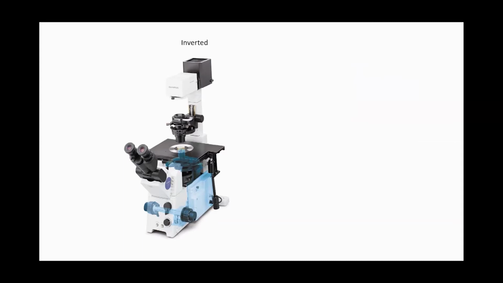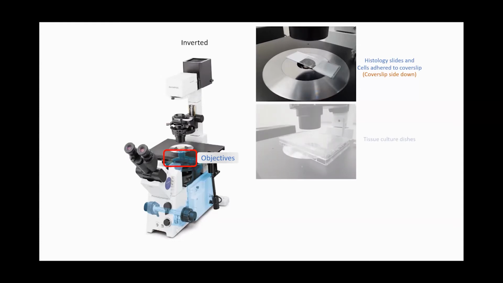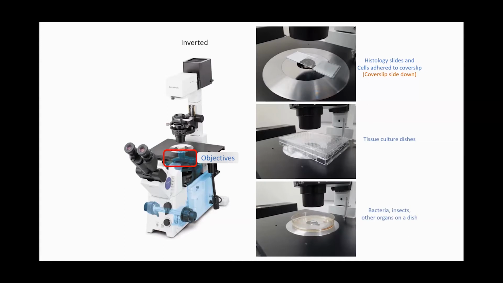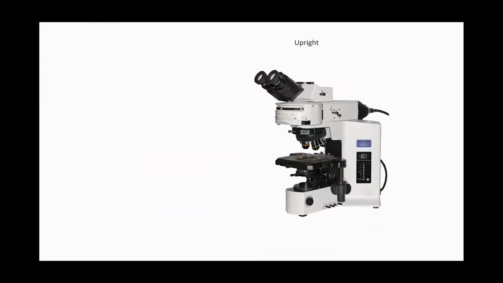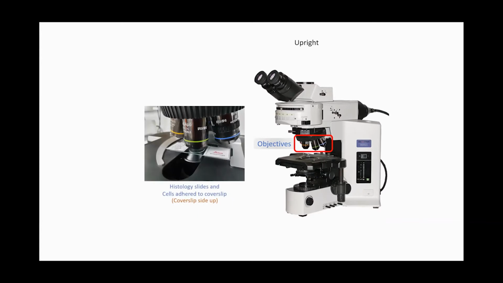Inverted microscopes have objectives that come from the bottom of your sample, so it's useful for looking at histology slides, cells adhered to the cover slip, cells in a tissue culture dish, intact bacteria and insects and other organs in a dish. The upright microscope has objectives that come from the top, so it's useful for histology sections, slides, or cells adhered on the cover slip.